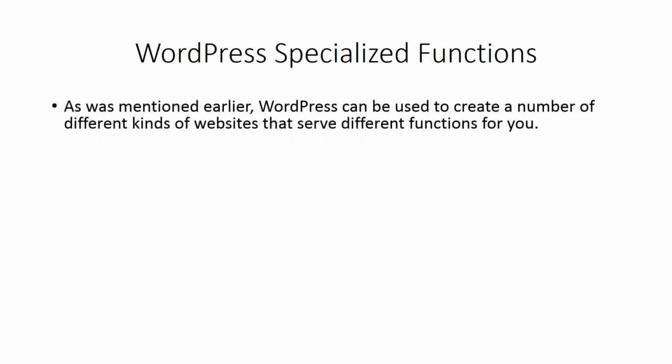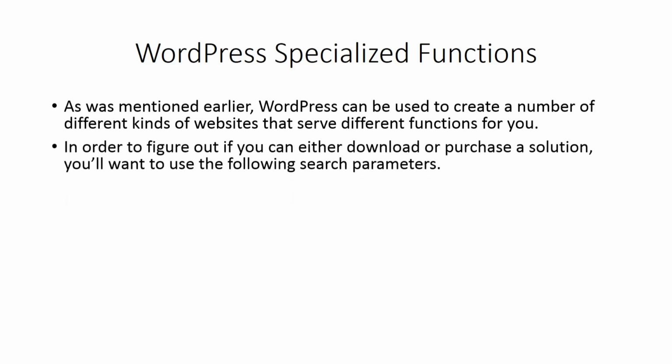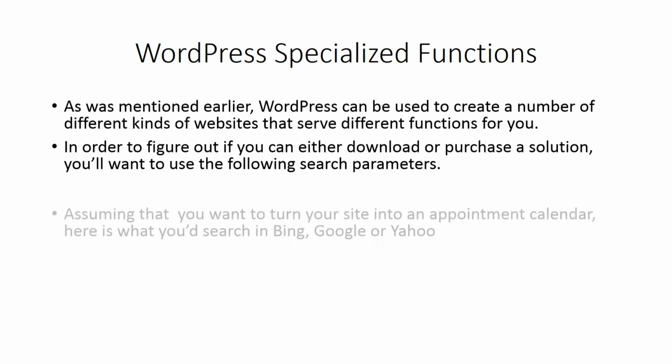Now in this video, we're going to be discussing some of the specialized functions inside of WordPress. Now, as was mentioned earlier, WordPress can be used to create a number of different kinds of websites that serve different functions for you. Now, in order to figure out if you can download or purchase a solution, you'll want to use the following search parameters.